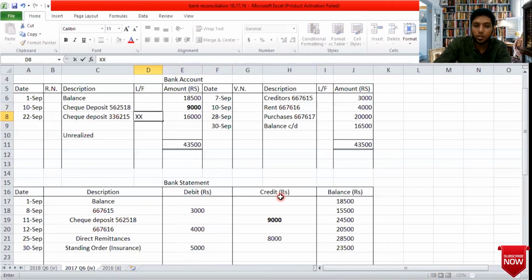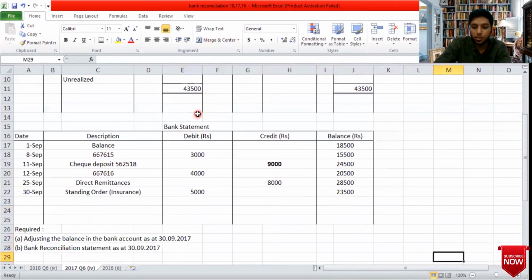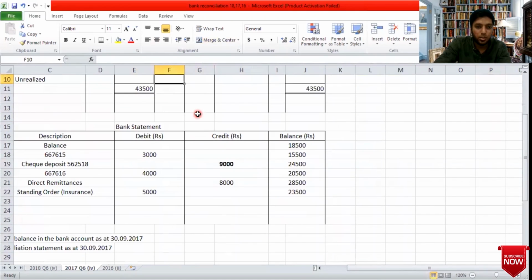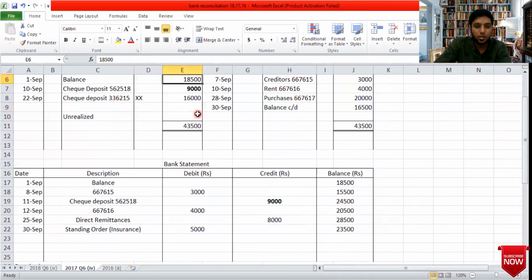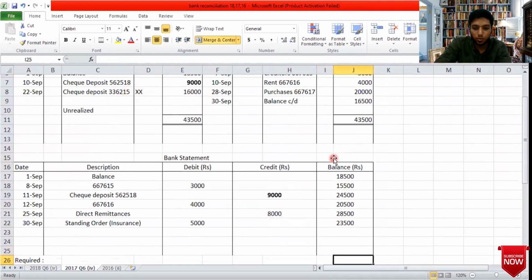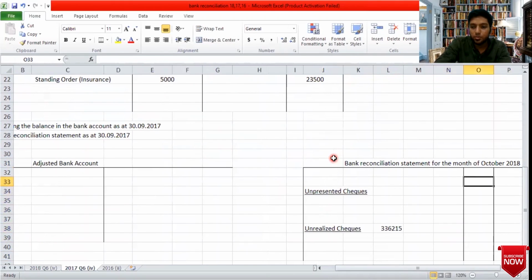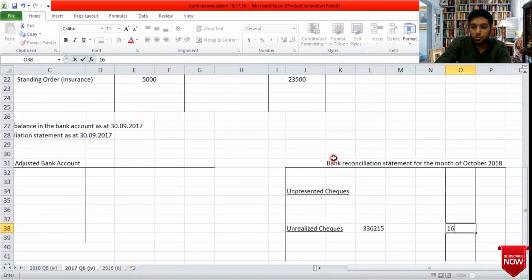So you mark it as something very important. You can put an x or a cross. So you remember that when you're doing the sum, you take this into the bank reconciliation statement as an unrealized check. You can directly put it now itself. Don't waste your time. For the unrealized check, you write the check number. It's 336215. I'm going to write unrealized check 336215. How much did we get? 10,000. I recorded it, right, you see, I recorded it.